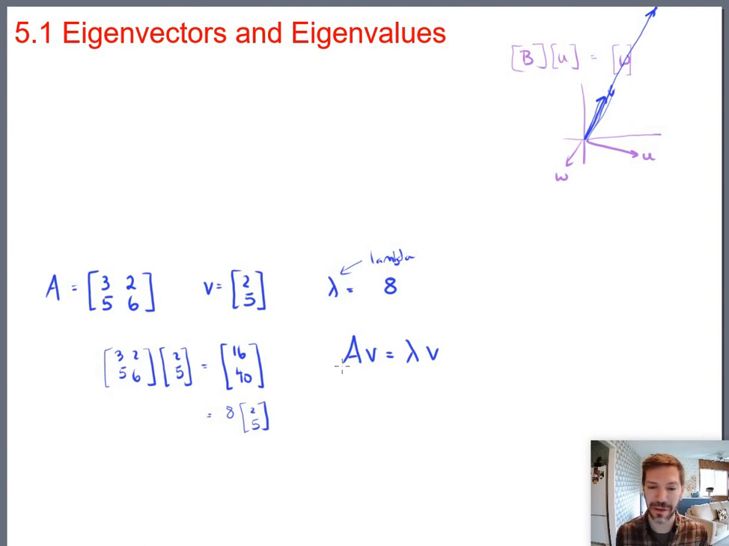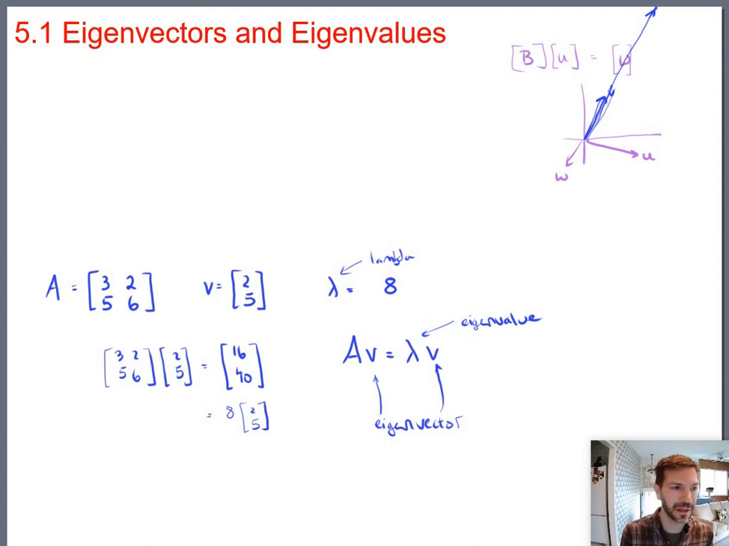Anytime you've got a matrix and you find some vector, such that multiplying the vector by the matrix is the same as multiplying a constant by the vector, you have an eigenvector and you have the corresponding eigenvalue.